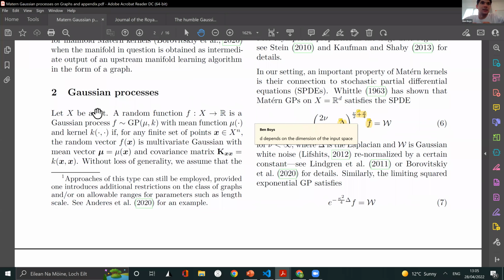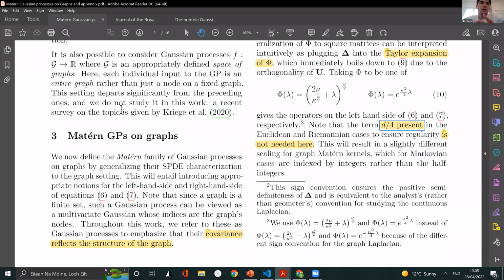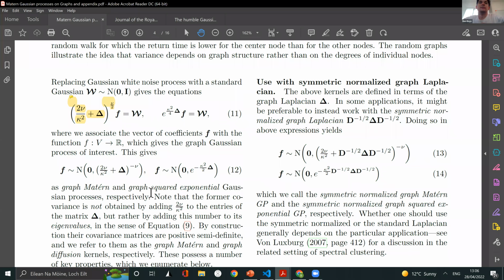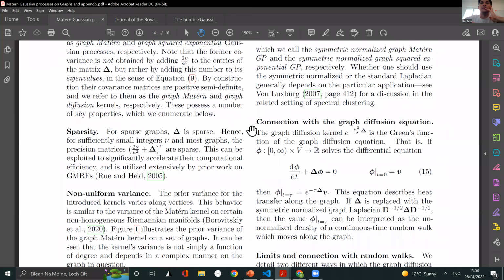Now that we've got the stochastic differential equation, how do we solve it? By bringing this operator, which is now a matrix, over to the right-hand side, and then that becomes the inverse of that matrix, which is then the covariance matrix. Then we can use multivariate Gaussians in the normal way, condition on data, and get predictions. For sparse graphs, the Laplacian is sparse, which makes the scaling easier to train. But if it's not sparse, then we might have a problem.